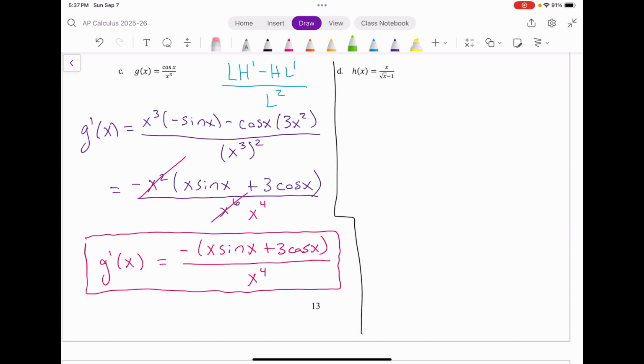All right, on part D, let's see. h prime of x would equal the low function. Well, before we do that, let's rewrite this into exponential form. So x to the 1/2 minus 1 in the denominator. Now we can apply the power rule where necessary. So we're going to take the derivative using the quotient rule: the low function times the derivative of the high function, minus the high function times the derivative of the low function.